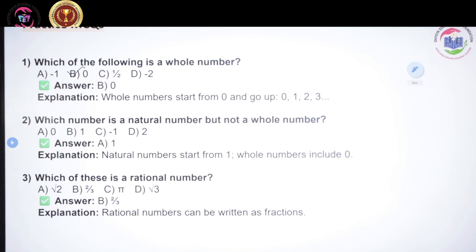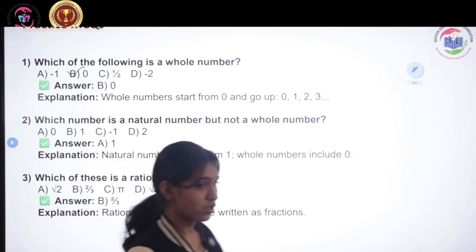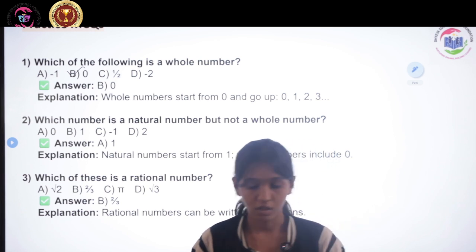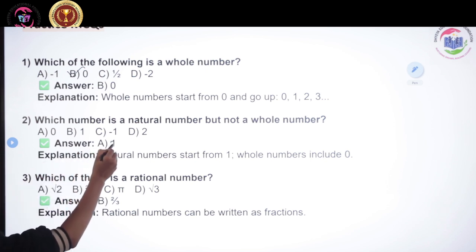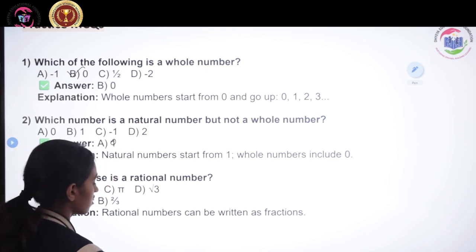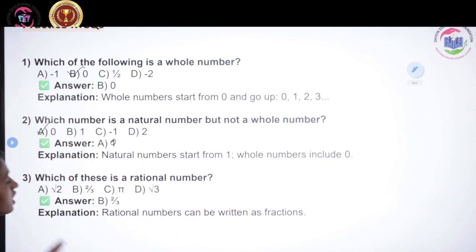Which number is a natural number but not a whole number? We have to find a number that is a natural number but not a whole number. Wait a second. Which is natural but not a whole number? 1. 0 is the only number which is a whole number but not natural.